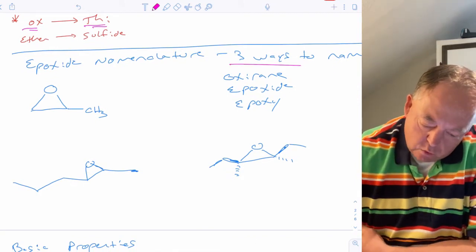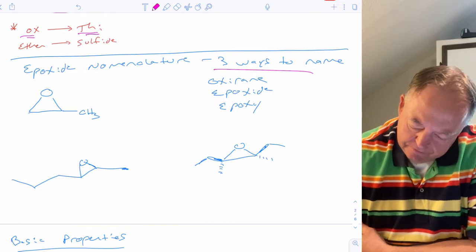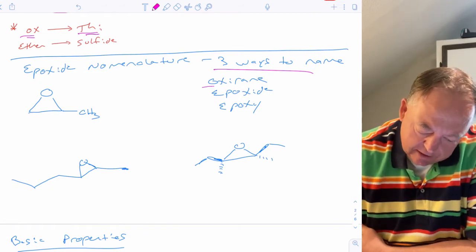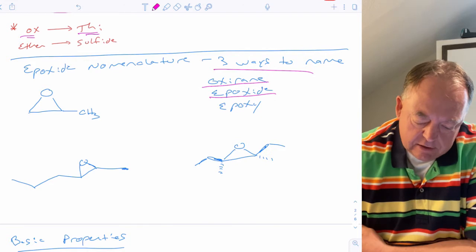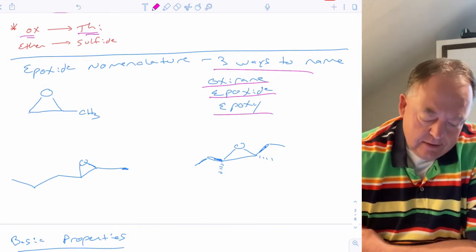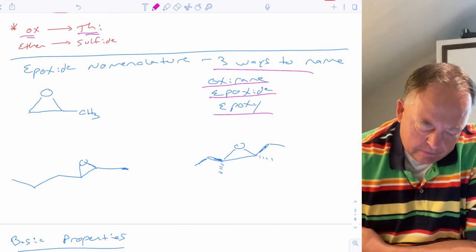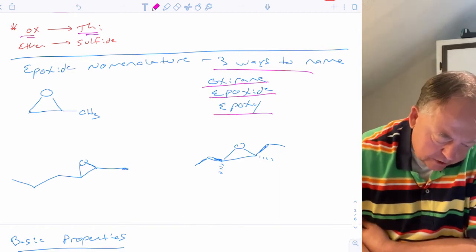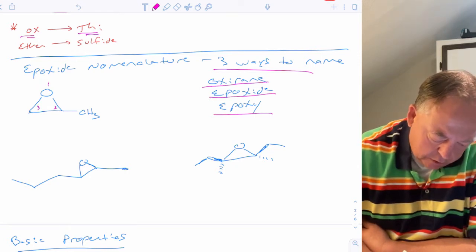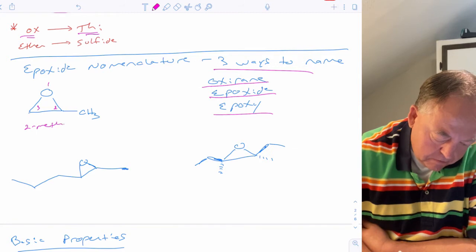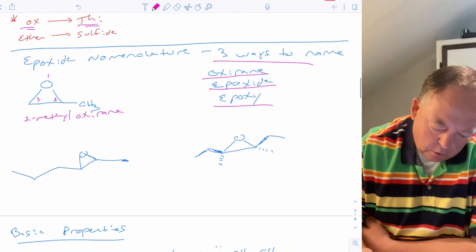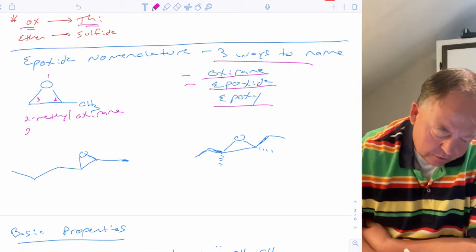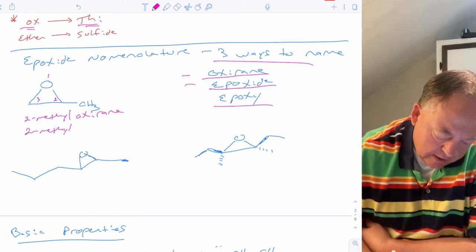There are 3 basic ways to name epoxides. You can name them as an oxirane, or you can name them as an epoxide, or you can name them epoxy. So we'll look at a way to name this molecule using all 3 methods. If you wanted to call it an oxirane, oxygen's number 1, and that's 2, and that's 3. So you would have a 2-methyl, and then just stick oxirane at the end. Or naming it as an epoxide is similar. You would just call this 2-methyl epoxide.